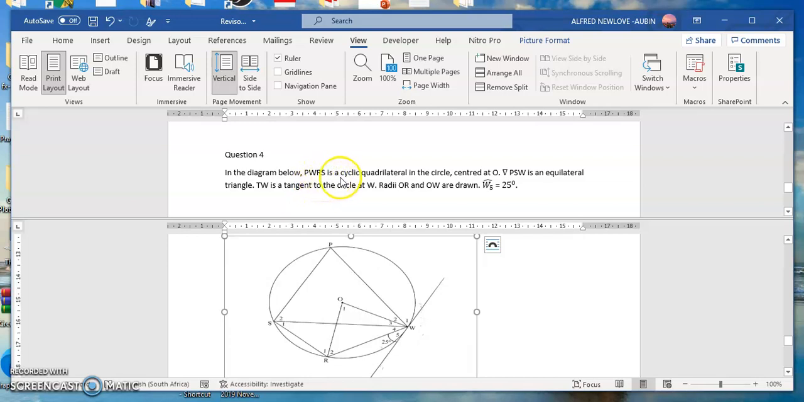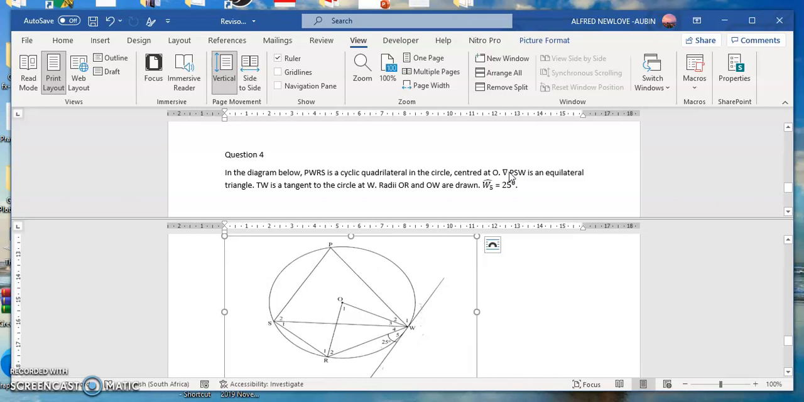PWRS is a cyclic quadrilateral in a circle. So PWRS is a cyclic quad because the vertices touch the circumference of the circle, so it's a cyclic quad. Centre O.